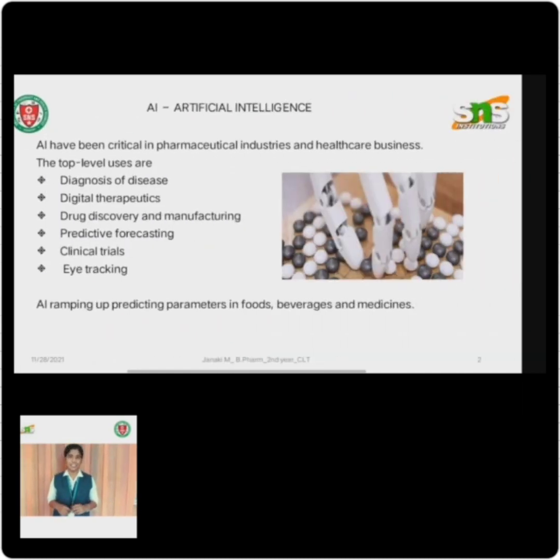Artificial intelligence technique is used in various pharmaceutical industries and healthcare business. Artificial intelligence can predict and diagnose disease at a faster rate. Digital therapeutics is a high quality software program to prevent, manage, or treat a medical disorder or disease, for example, insulin pumps and blood glucose meters. It is used for drug discovery and manufacturing also, predictive forecasting, clinical trials, and eye tracking.